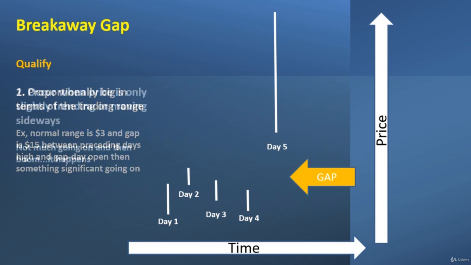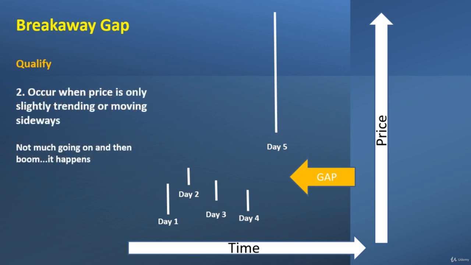And then also, to really identify a breakaway gap, it occurs when price is only slightly trending or moving sideways. There's not much going on, and then boom, it happens. It's not like there's some big massive trend and you have a little breakaway gap, but it's already part of a massive trend. That's not a true breakaway gap. That's something else we're going to learn about. But if you look at this example, you can see where prices are at day 1, in 2, 3, and 4, they're up, they're down, there's no significant trend, or it's kind of moving sideways, and then there's a big leap up. If anything, you might have said between days 2 and 4 there might have been a little bit of a downtrend, and then all of a sudden, boom, there's a big gap upwards to day 5. Something had caused that.